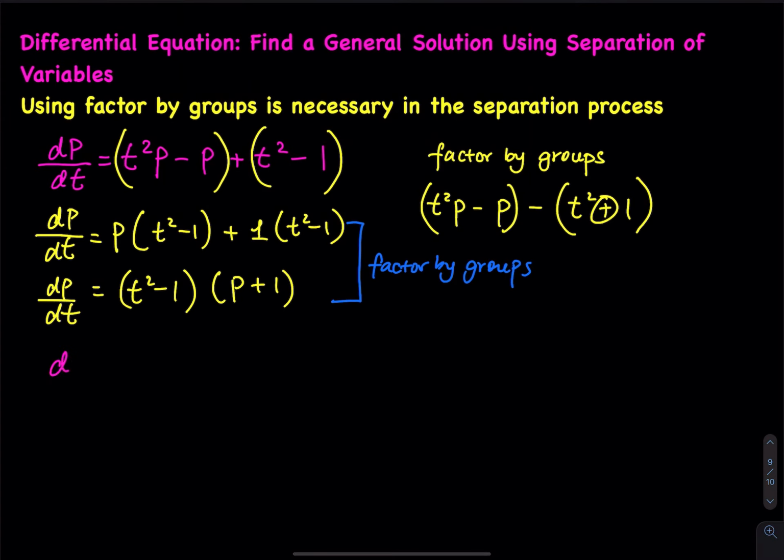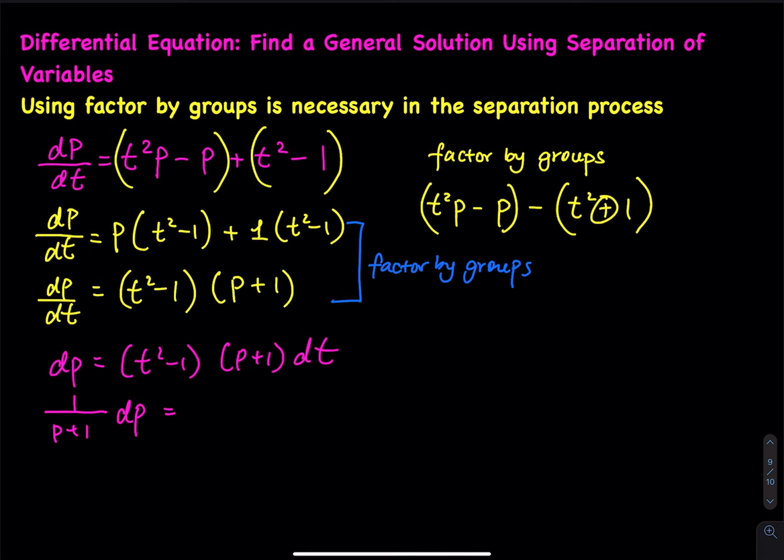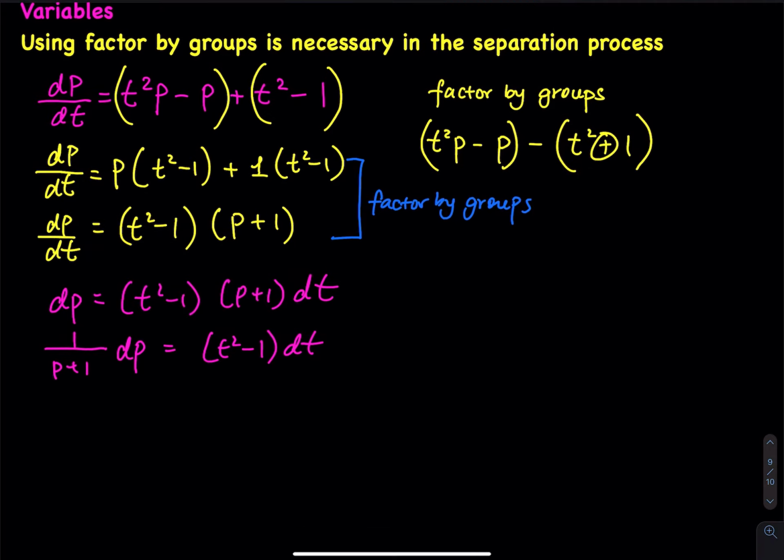All right, so let's go back to that color. So we have dp equals t squared minus 1 times p plus 1, and then we have a dt. Since dp is on the left side, let's divide p plus 1 on both sides. So we have 1 over p plus 1 dp equals t squared minus 1 dt. Now all the p's are on the left and the t's on the right, so you can integrate both sides.